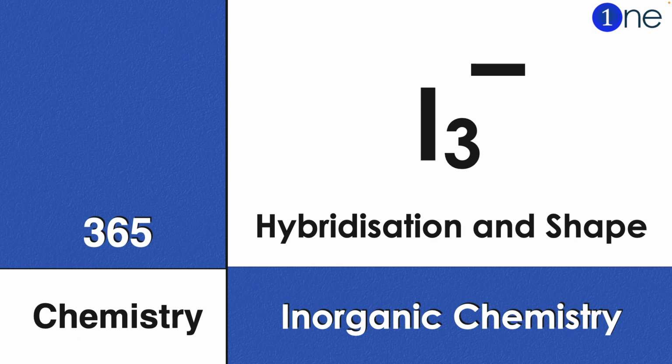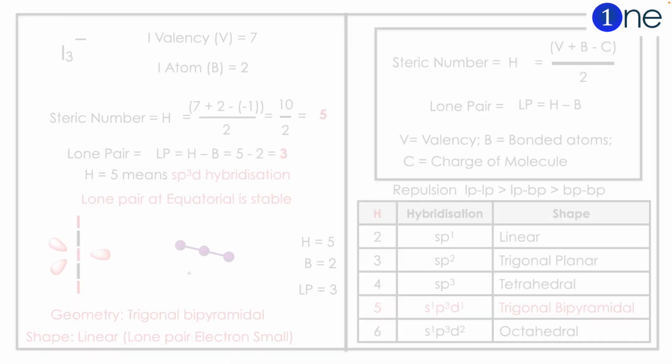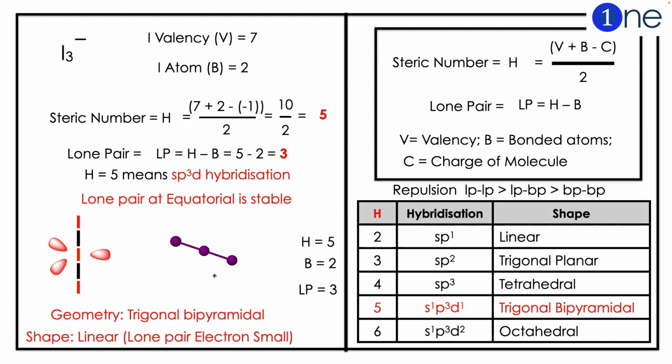Here you have I3 minus, triiodide. You have to find the hybridization and shape. To find the hybridization, you should know the steric number. H equals V plus B minus C by 2. V represents valency, B is bonded atoms, C is charge, and the lone pair formula will be H minus B. If you find the H, you can find the structure and geometry.